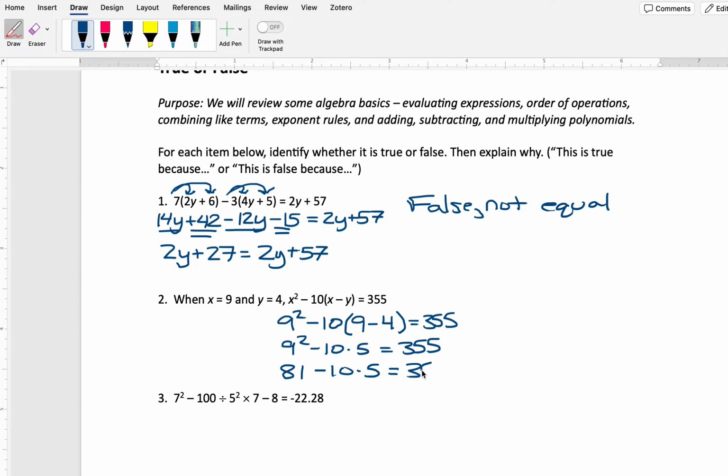And now, again, remembering my order of operations, what I need to do next is multiply 10 times 5. So we do parentheses, then exponents, and then multiplication and division from left to right. So before I subtract 10 from 81, I need to multiply 10 times 5. So that's going to give me, I'll write it up here, 81 minus 50. And I can already see that 355 is not going to be equal to that. 81 minus 50, that's going to be 31. So does not equal 355. Put a does not equal sign up here also. So this is false, again, because they are not equal.